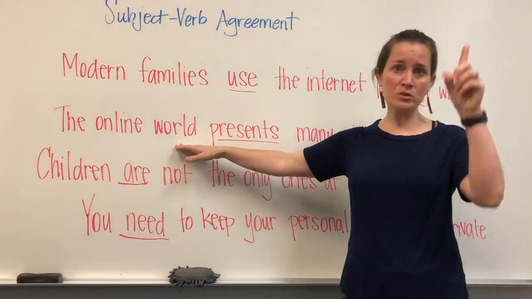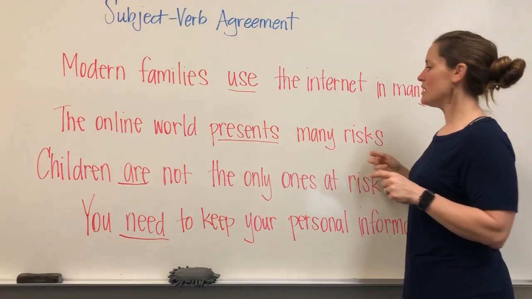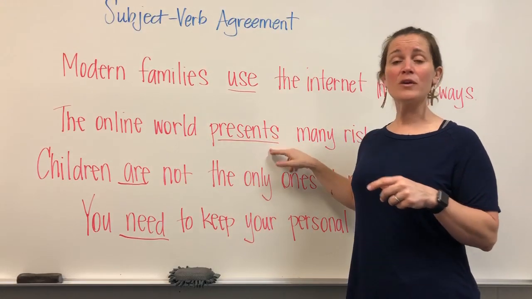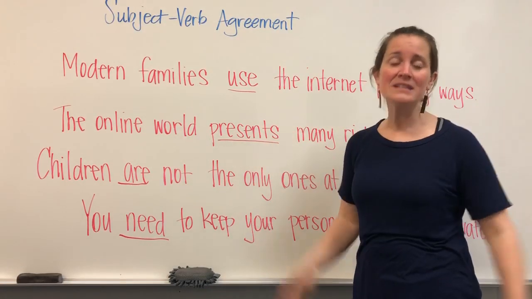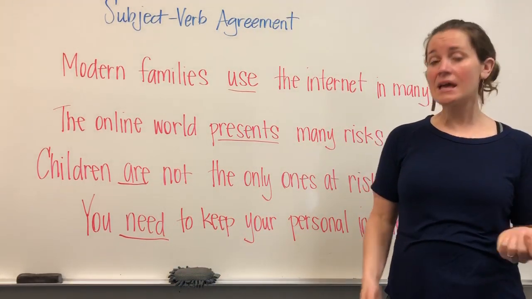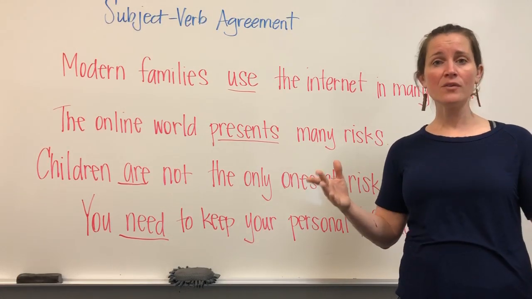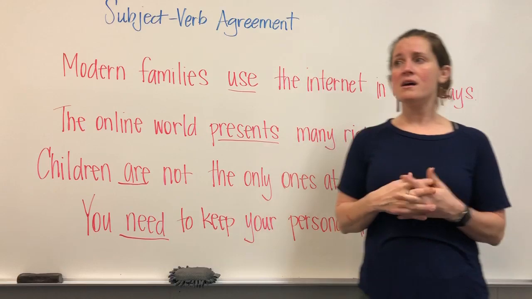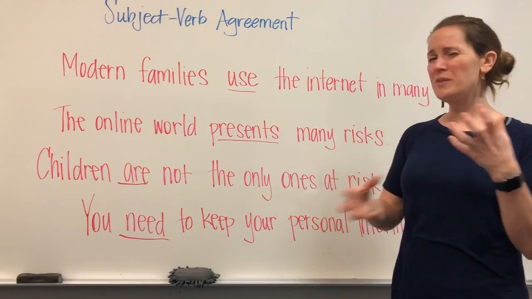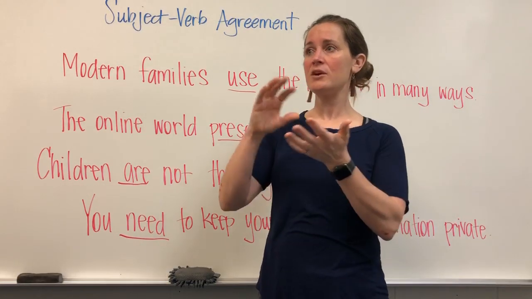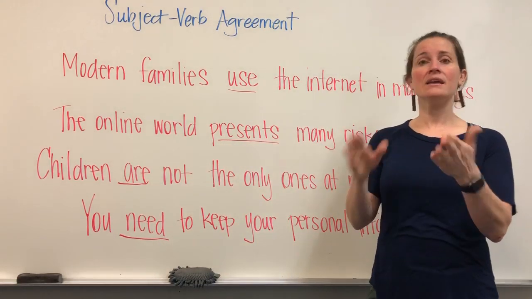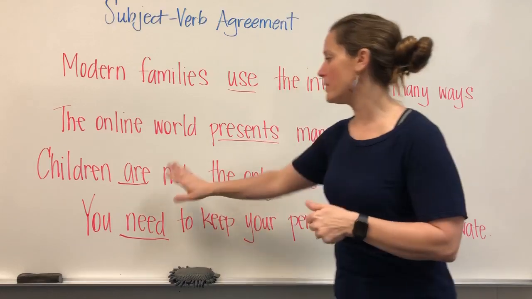So here we go. The online world, just one world, presents many risks. Notice there's that S. So world is singular. Our verb is going to be singular, but in this case, a singular verb usually has an S. Okay, until we get into things like linking verbs. Okay, so linking verbs tell a state of being, right? So is, are, was, were, those things. And so they are called irregular verbs in that their tenses, past tense, present tense, future tense, are not just adding ed, ing, that sort of thing, but it changes the entire verb.